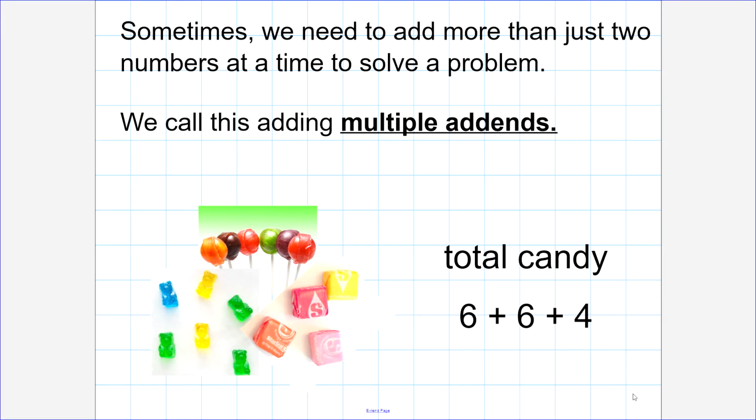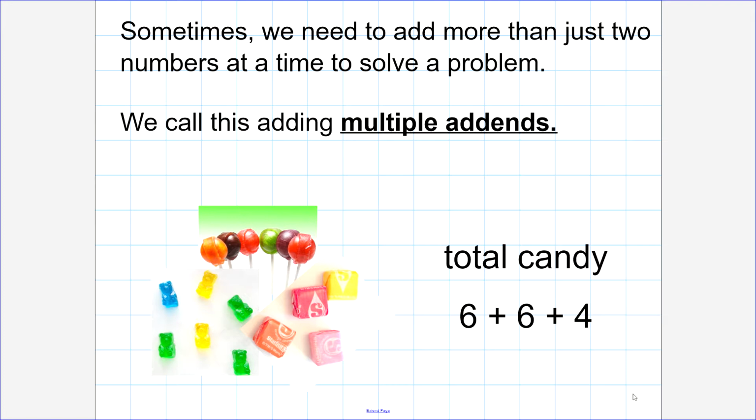Sometimes, third grade, you're going to need to add more than just two numbers at a time to solve a problem. When we have to add more than two numbers at a time, we call this adding multiple addends. In our real life, we have to add multiple addends all the time. Take a look at these pictures.